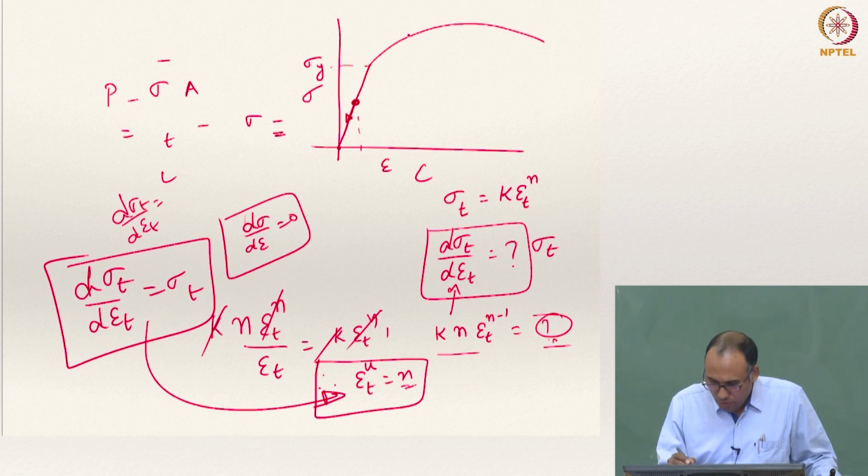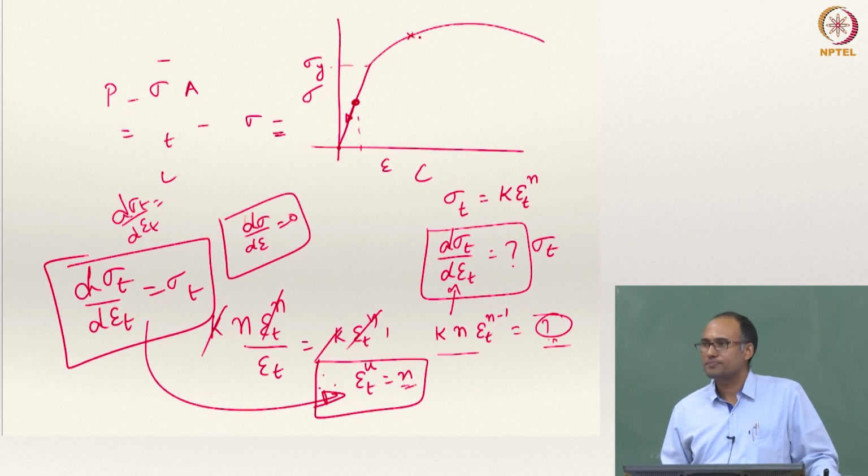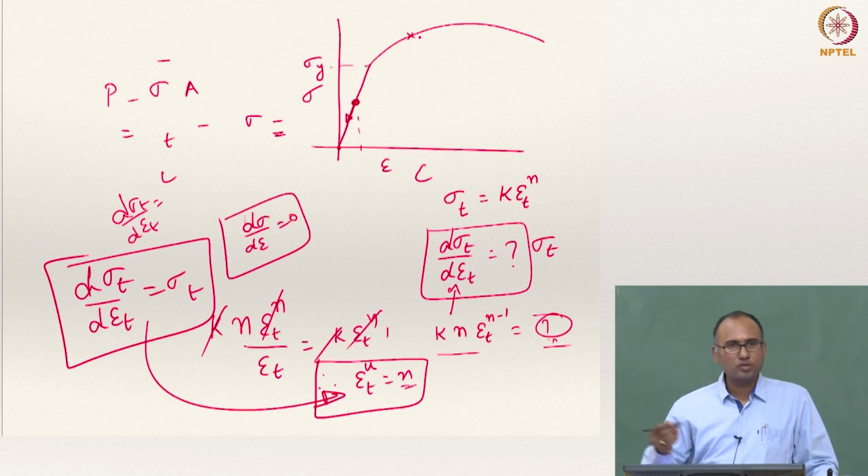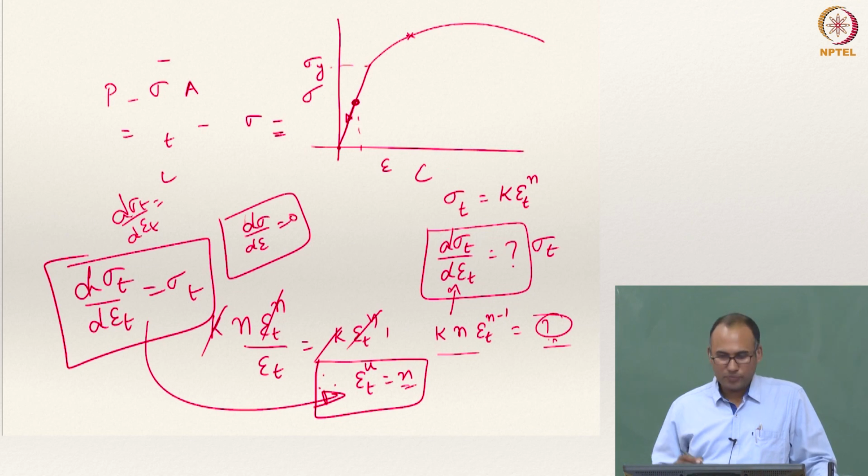Now let us say I have loaded up to this point. Okay. Now I have not gone to the region of necking. I have only loaded up to this point. And now if I unload, what will happen? What will be the path? Parallel to the straight line, parallel to the elastic region.